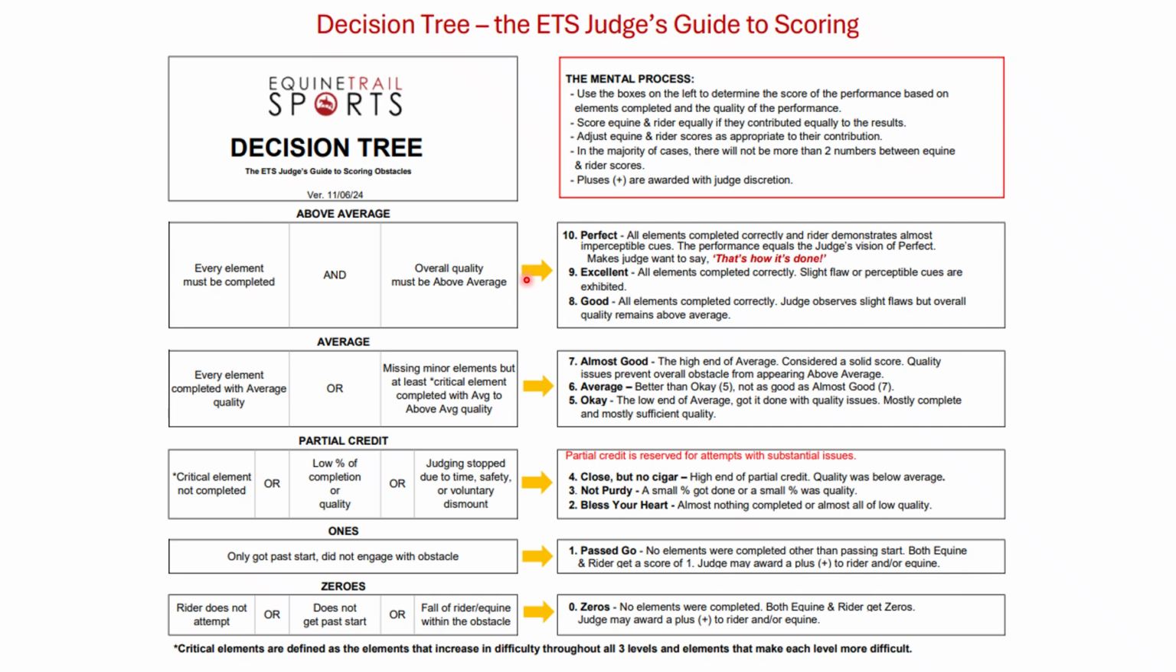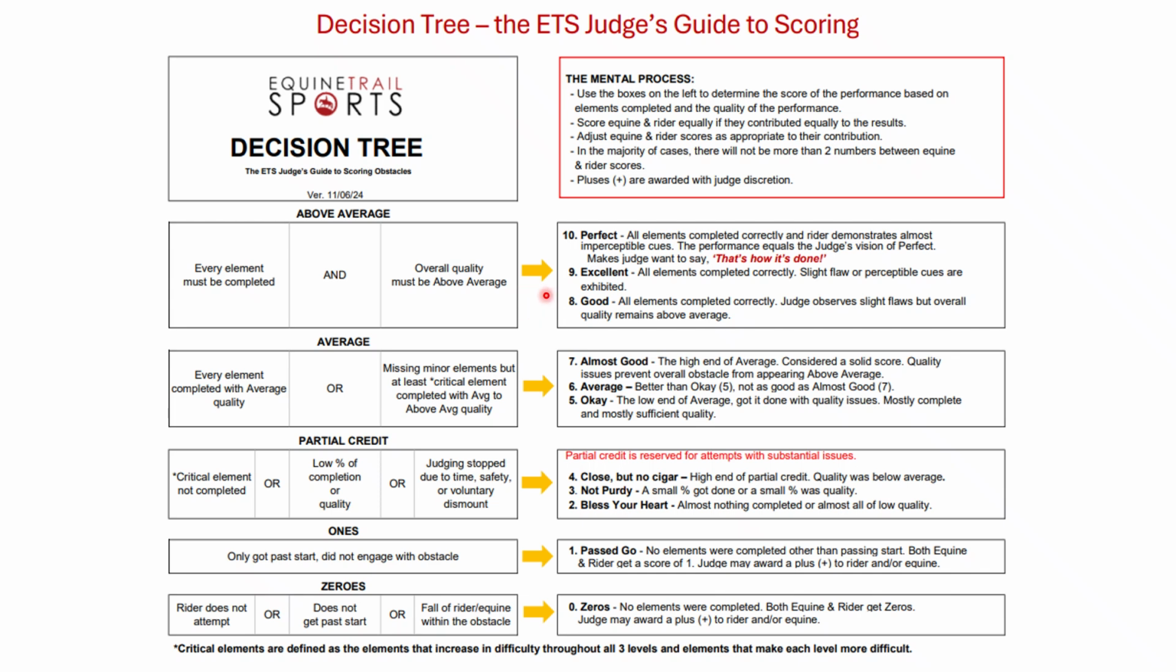The definition of a 9 is excellent. All elements completed correctly, slight flaw, or perceptible cues are exhibited. This would be one small issue. All elements were completed, quality was very good, but for example, the rider used slightly perceptible cues such as reins, spurs, or voice.